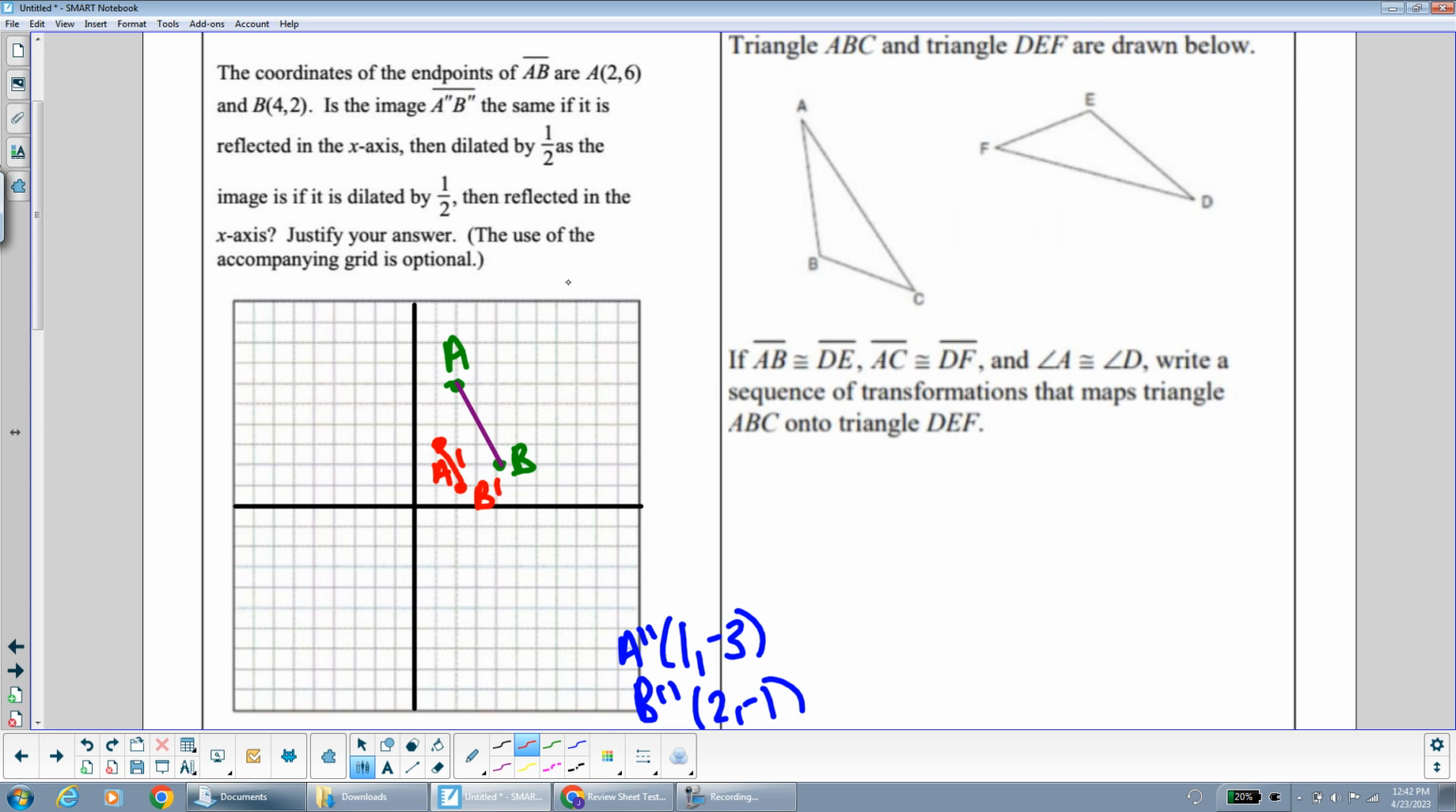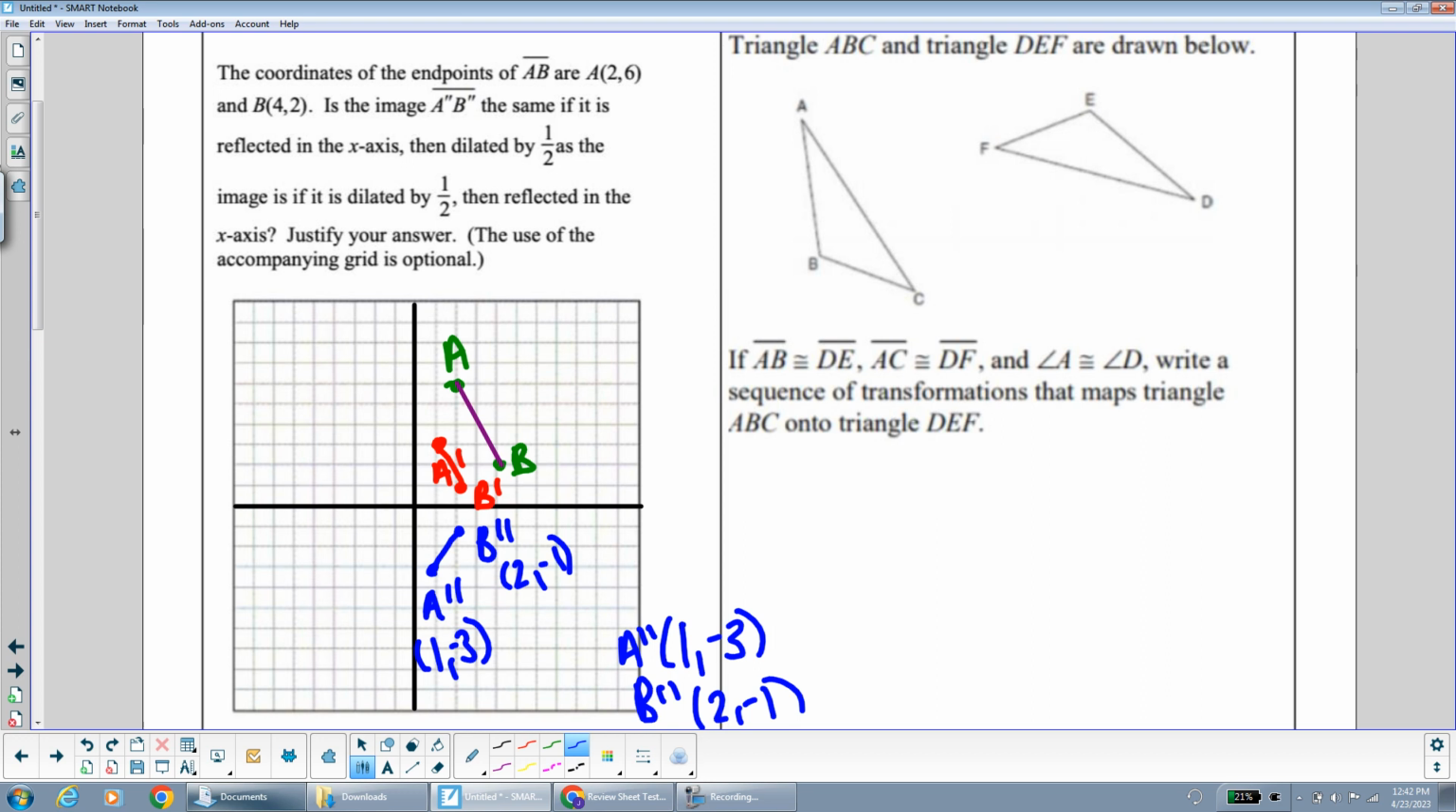So let me write that down. Oh, wait, actually, I don't need to because I'm going to do the reflection next. So the reflection is the x-axis. So let's count the spaces. 1, 2, 3. 1, 2, 3. So that would be A double prime. And that is the point 1, -3. 1, 1 to the other side. That would be B double prime. And that is the point 2, -1.